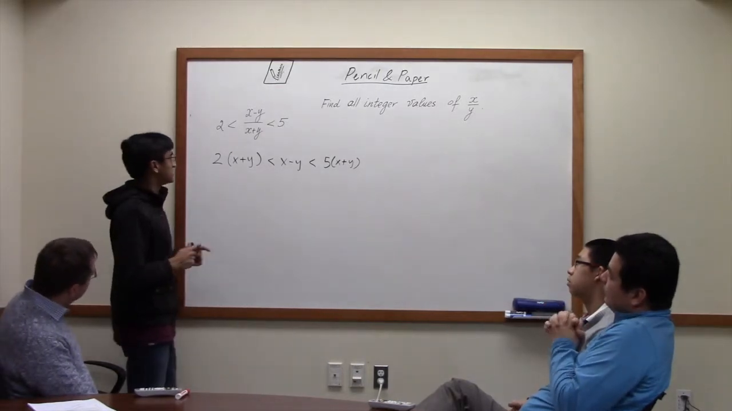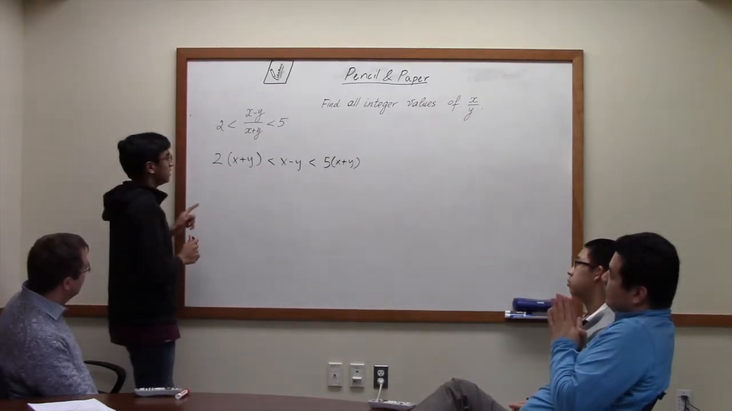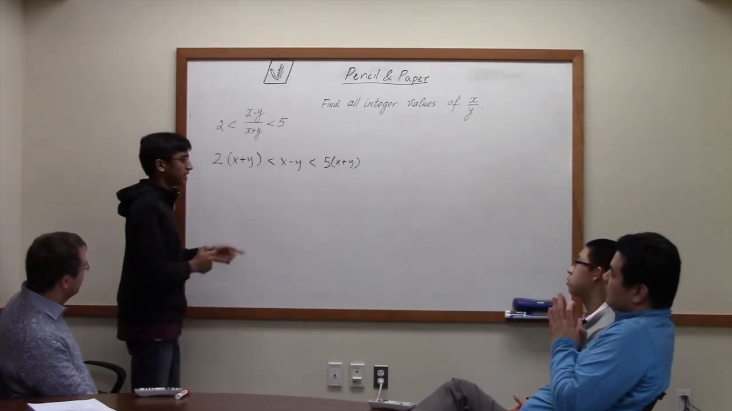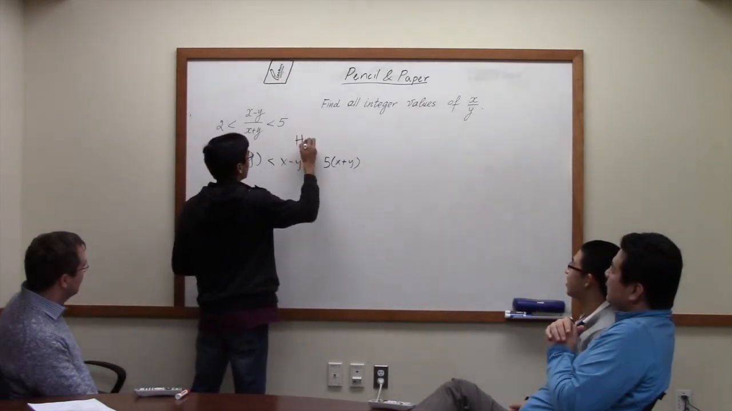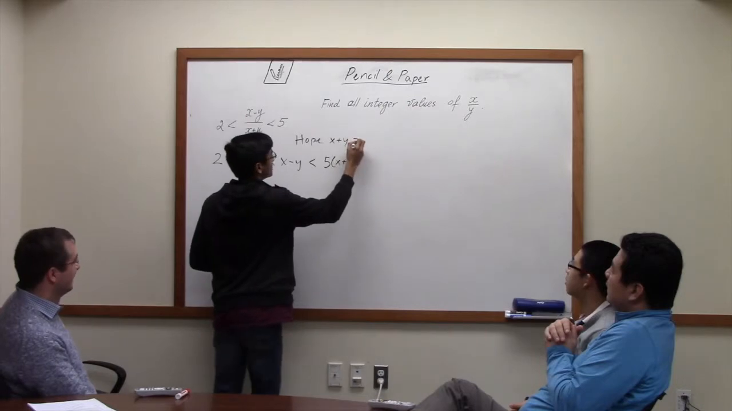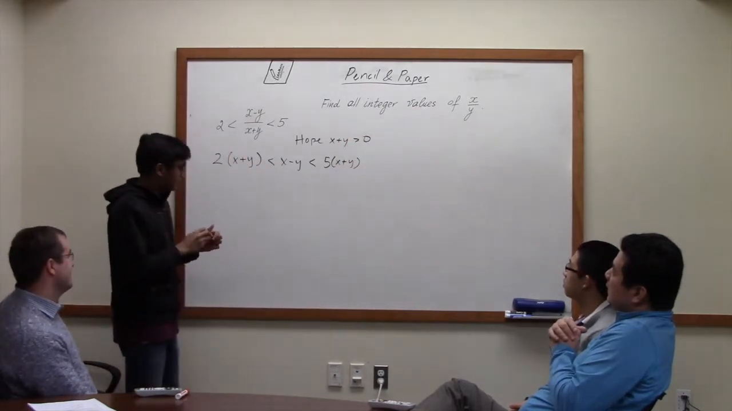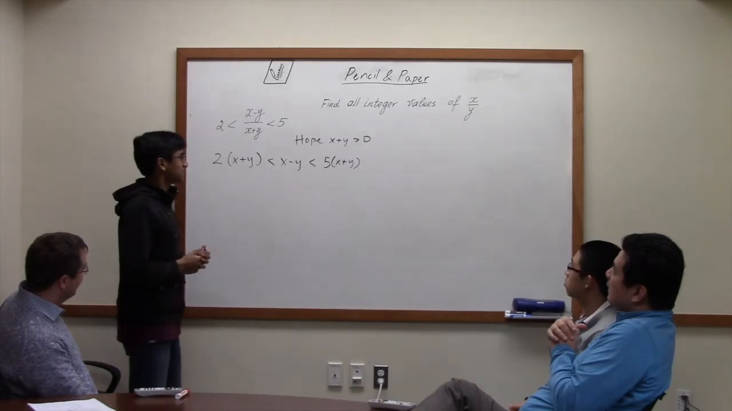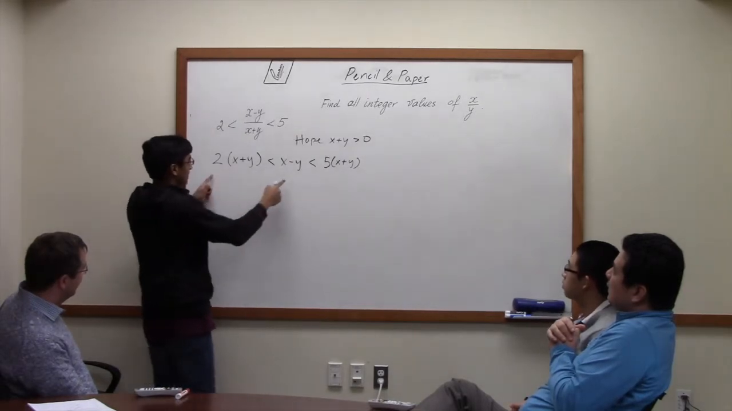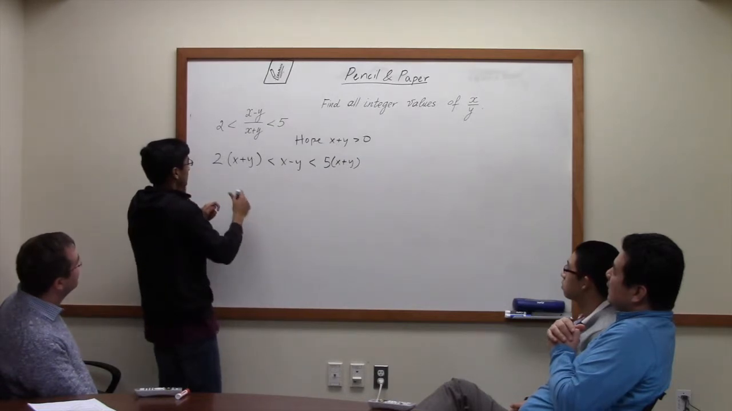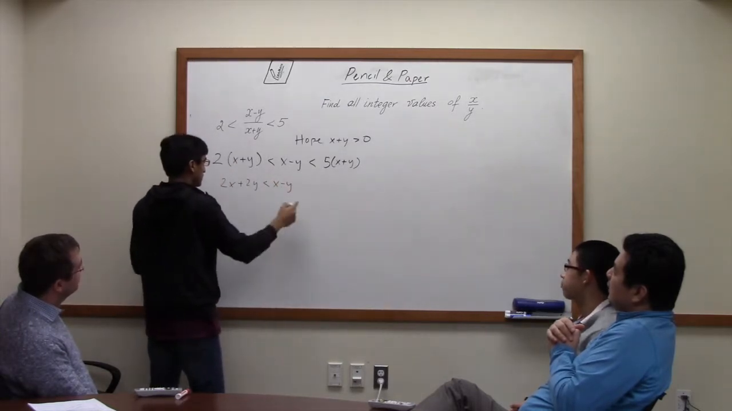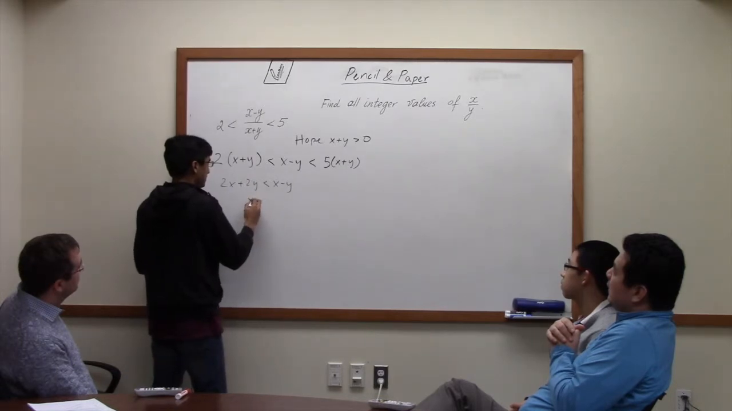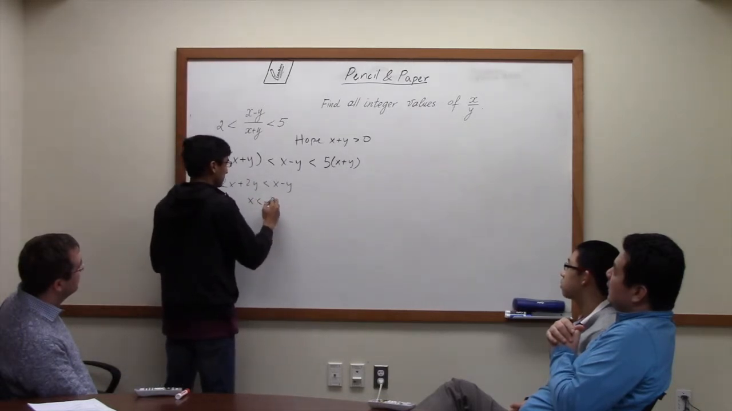Well, we have to be careful in doing this because if x plus y is negative, then bad things will happen, because if you multiply by a negative number, the sign of the inequality has to change. So let's hope for now x plus y is positive, and then maybe later we can consider the case where it's negative. Now if we look at this part of the inequality, we can write that as 2x plus 2y less than x minus y, or move the x to this side, y over there. We get x is less than negative 3y.